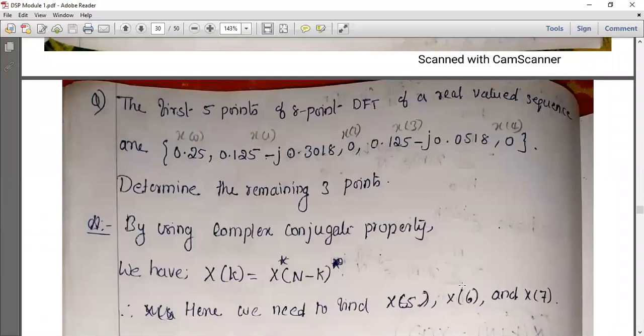First problem: the first 5 points of the 8-point DFT of a real valued sequence are x of 0 is 0.25, x of 1 is 0.125 minus j 0.3018, x of 2 is 0, x of 3 is 0.125 minus j 0.0518, and x of 4 is equal to 0. Determine the remaining 3 points. We have been given an 8-point DFT.